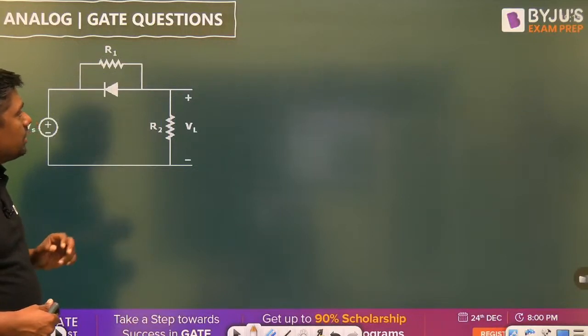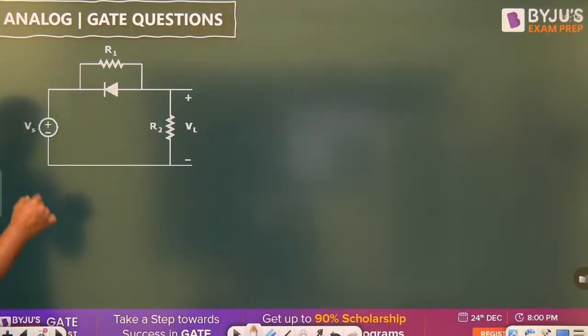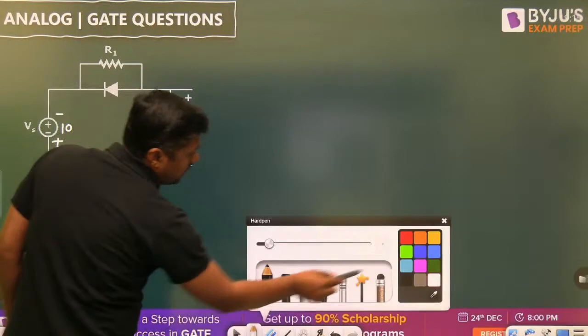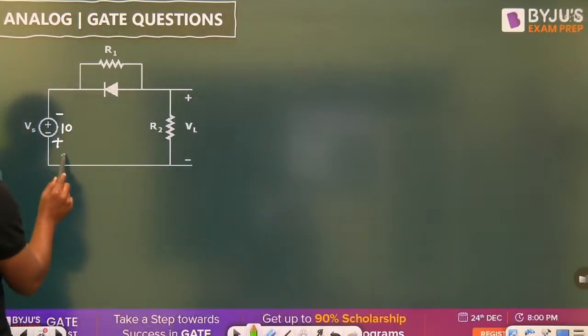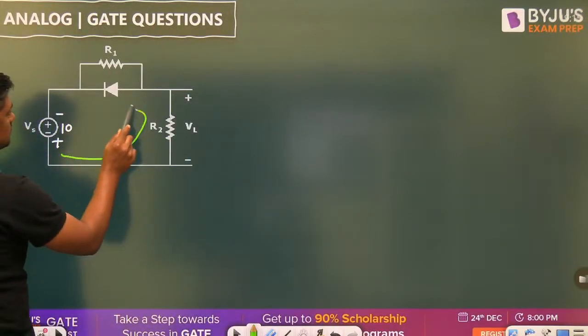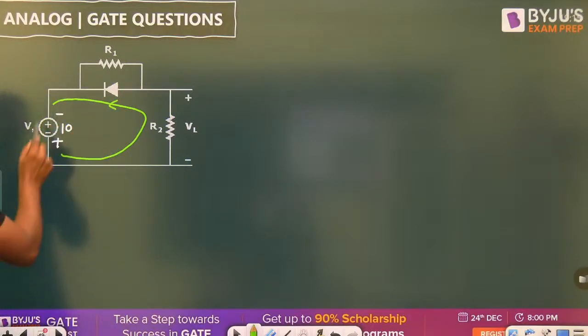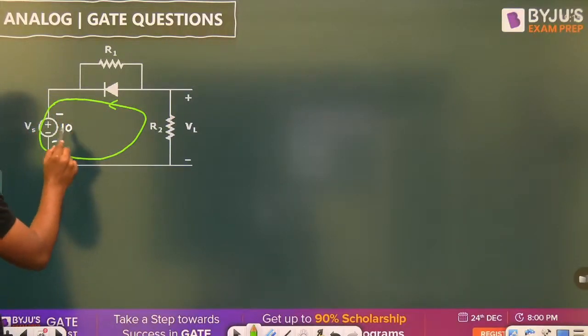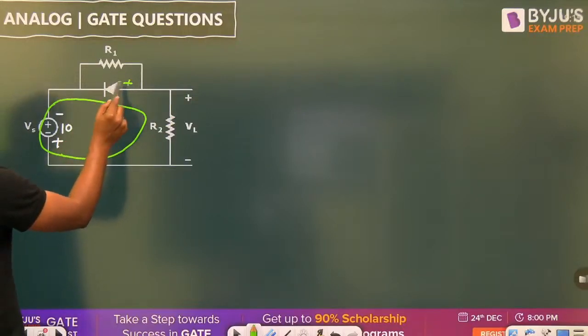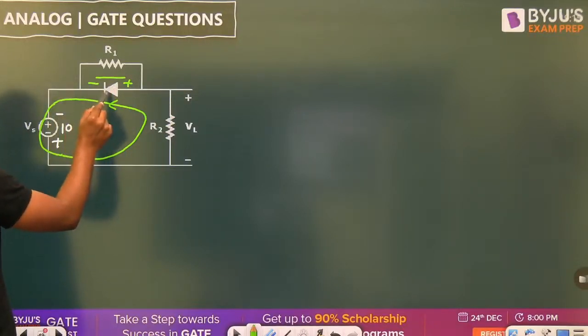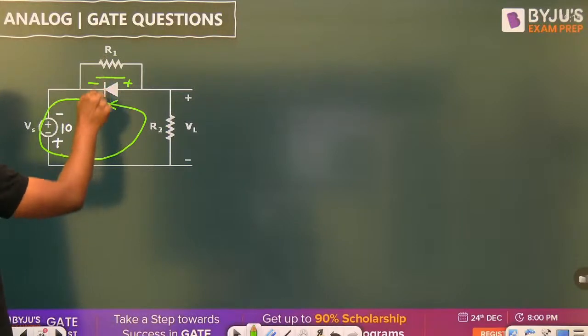Now what about the negative half? When we are giving the minus 10 volt, minus means this is plus, this is minus, plus 10 volt. What is the direction of the current? The current will pass like this through the diode and complete the circle. Through the diode means the diode will allow the current from P side to N side. So this will act as a short circuit. It will short circuit the resistor.